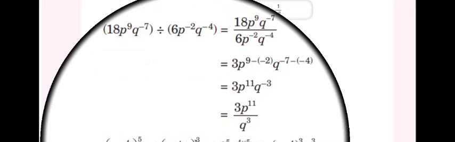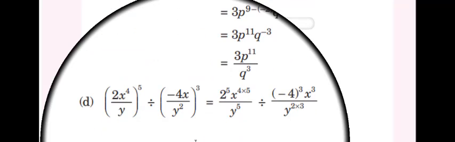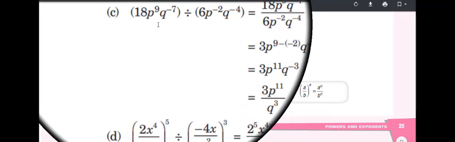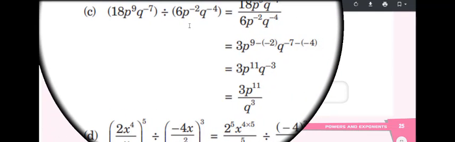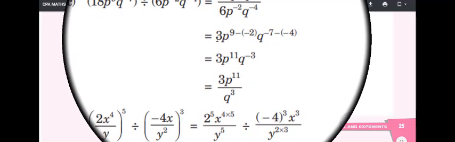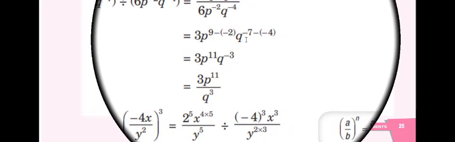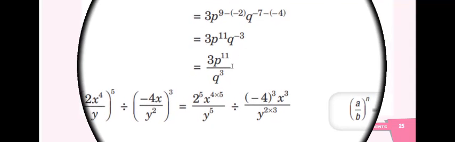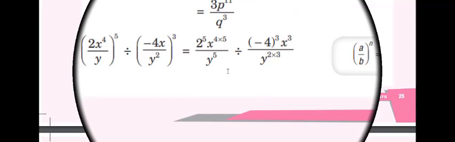In the C part, as you can see here, the division sign is written as upon. Now the numbers are calculated first: 6 threes are 18, and the exponents of p are subtracted, 9 minus minus 2, and q, minus 7 minus minus 4. The result comes out to be p raised to the power of 11 and q raised to the power of minus 3. Since it's a negative exponent, I brought it to the denominator, and we got the answer.